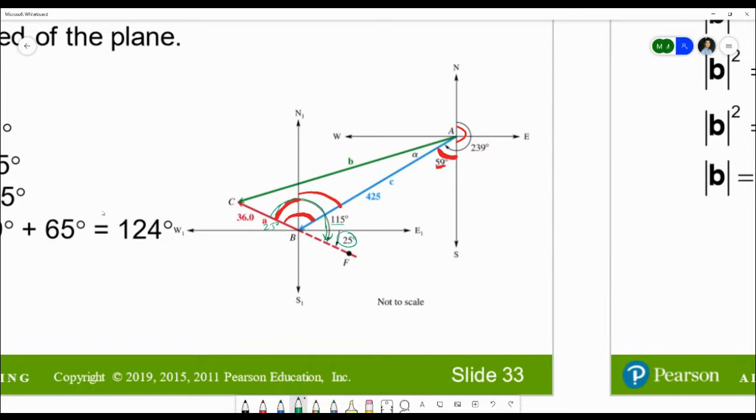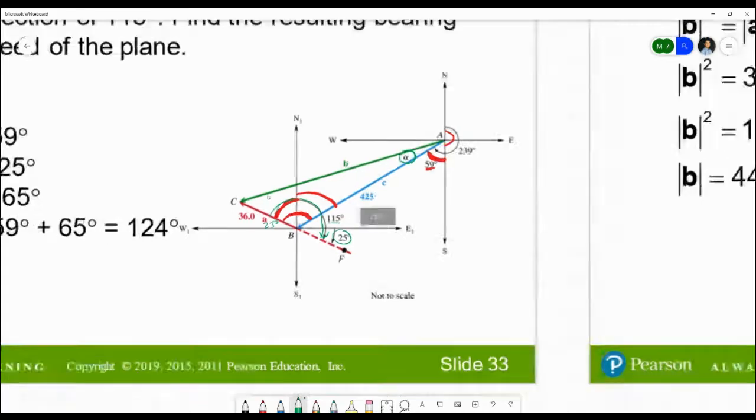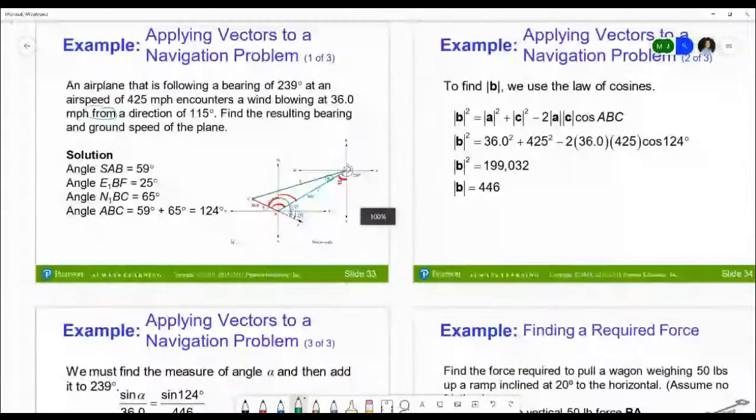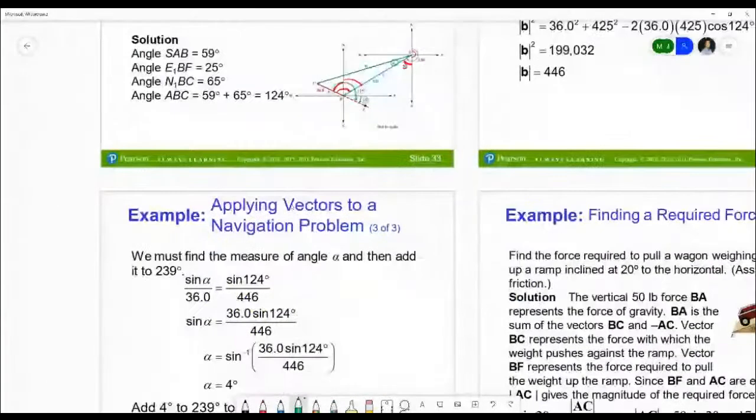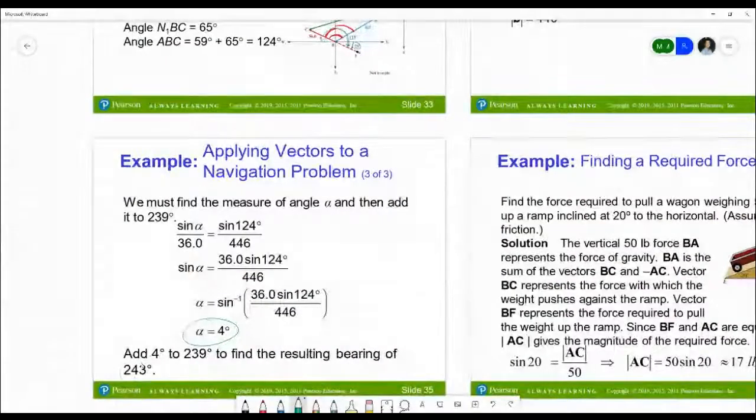All right, we have to find out what the drift angle is, which is alpha. So to do that, we use the law of sines, the same thing that we've been doing before. You have sine alpha over 36, which is the side opposite from alpha, equals the ratio that we just found, sine 124 over 446, and we found out alpha is about 4. And this time, we are adding 4 because it's pushing us in this direction. So we have 239 plus 4 gives us 243.